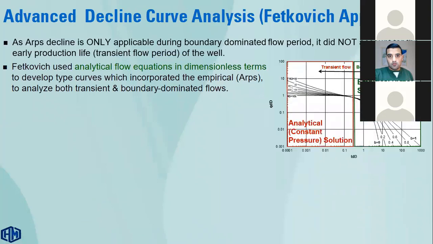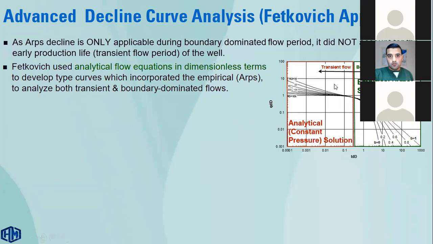The second type of decline curve analysis is the advanced decline analysis, or the Fetkovich approach. It was developed because the Arps equation is only applicable during the boundary-dominated flow or the steady-state flow conditions. So it's important to consider the transient flow condition. Fetkovich used the analytical flow equations in dimensionless format to develop type curves, as you can see.